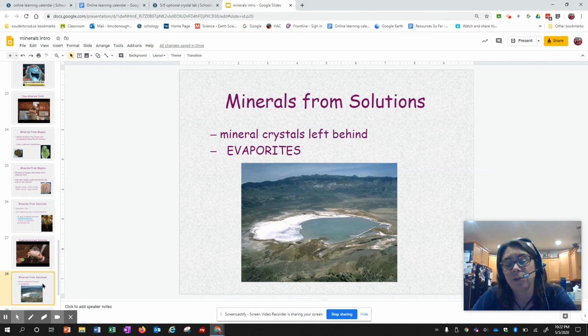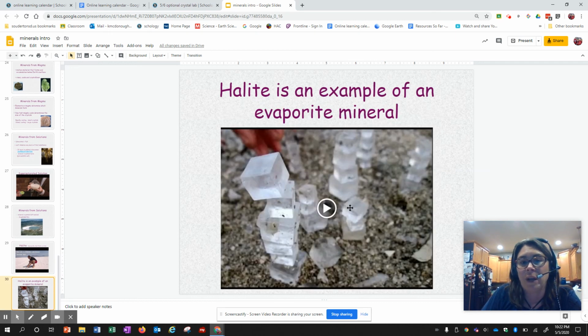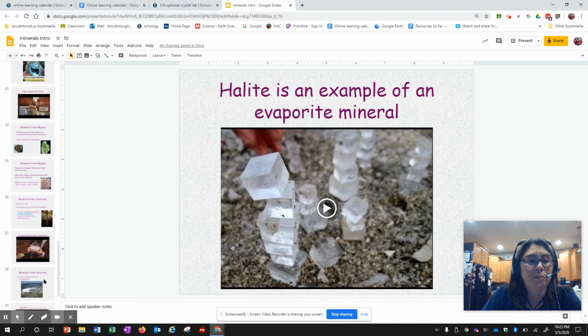water evaporating out. So as that water leaves, solids get left behind, and that's how salt flats form. And that's how we form the mineral halite. This here is a video of the Bonneville Salt Flats. And this is a cool video of the Dead Sea from Jerusalem.